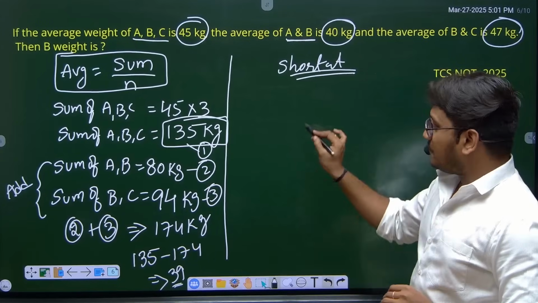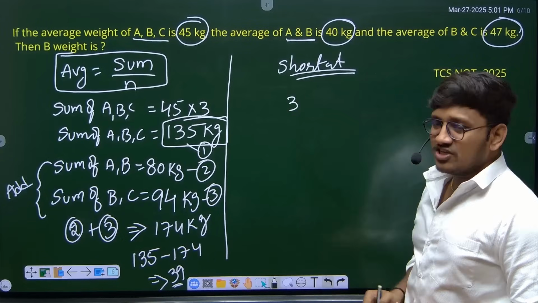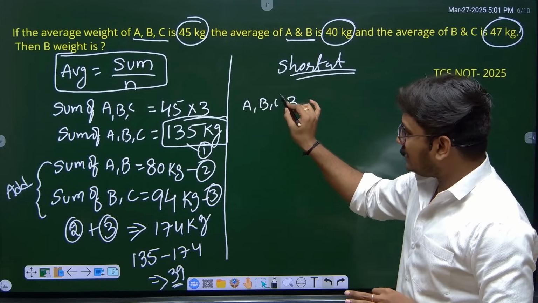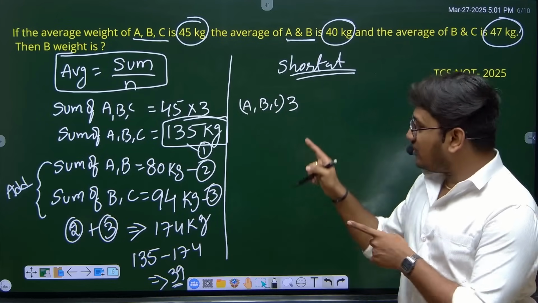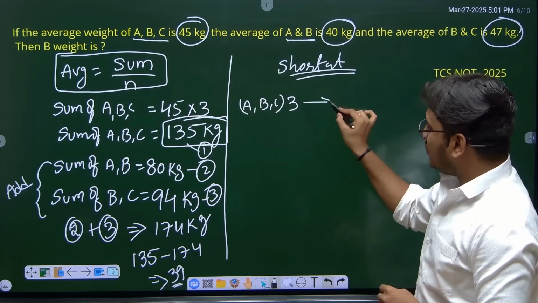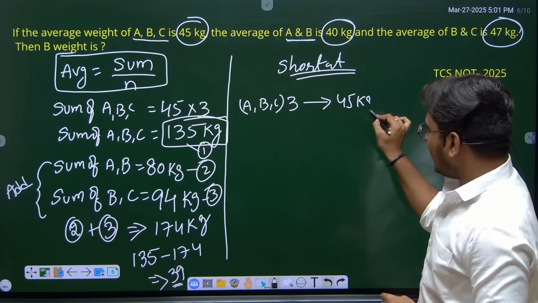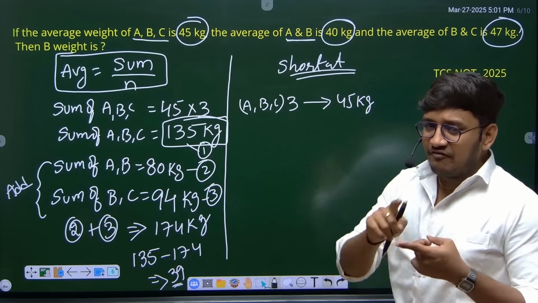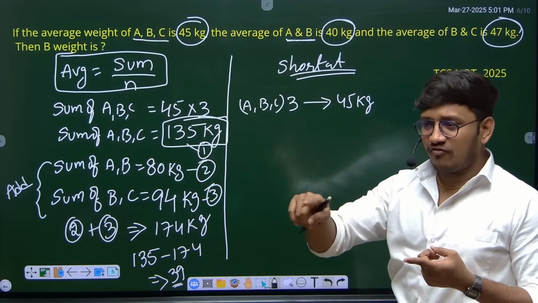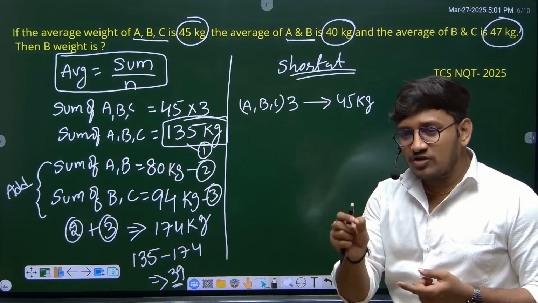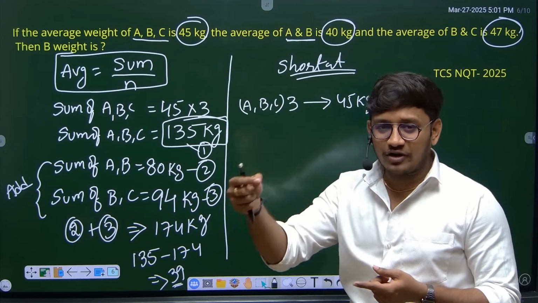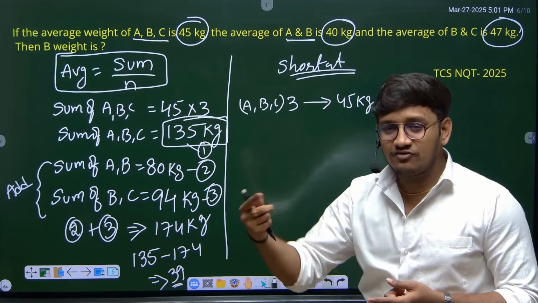Now very simple. What is the count here? Initially 3 members are there. Who are those? A, B, C, right? There are 3 members. What is their average? 45 kgs. If the average of 3 members is 45 kgs, I can assume every person's weight is 45, 45, 45. Obviously the average will be 45.